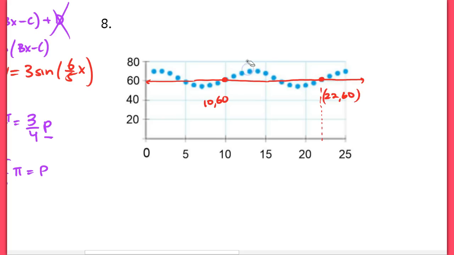All right, now I'm going to start with the general form y equals a times the sine of bx minus c plus d. Now, I definitely do have a vertical shift up, because you can see that this is not centered around the x-axis. In some respects, this problem is easier than the last problem because we didn't have to figure out what our period is. We can clearly see our period starts at 10 and ends at 22.